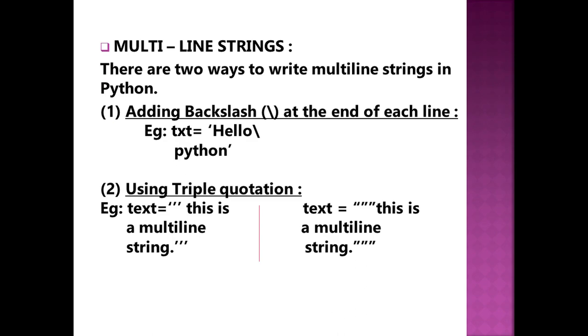Next we move on to multi-line strings. There are two ways of writing multi-line strings in Python. The first one is adding a backslash at the end of each line if we are using a single quote or double quote. The second way is writing a string with triple quotation marks. If you are using triple quotes, you need not have the backslash at the end. Again, the triple quotes can be three single quotes or three double quotes.